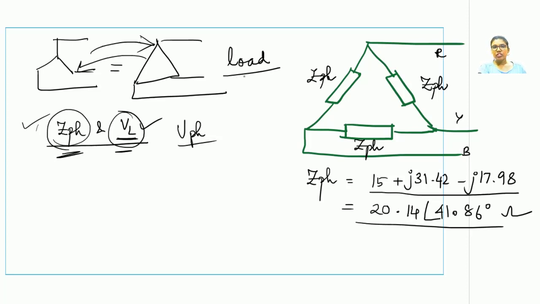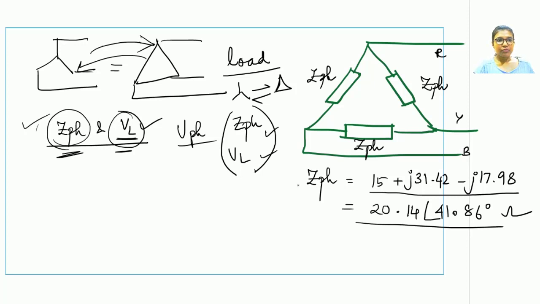When the load is changing the structure from star to delta or from delta to star, there are only two parameters which would remain the same. One is Z phase, another one is the line voltage. Leaving these two parameters, none of the parameters are going to remain the same. They will change with the change in the structure. So let us work out.